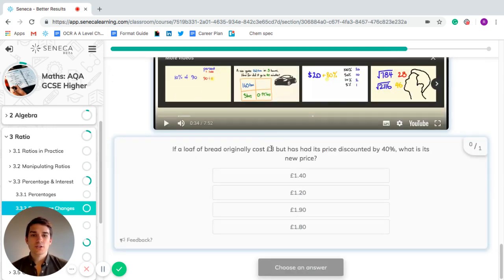If a loaf of bread originally cost £3, but has had its price discounted by 40%, what is the new price? We're thinking a slightly different way now. It originally cost £3, and we want to decrease that value by 40%. So we're going to work out our multiplier first. We're starting with 100% and taking off 40%. That's going to leave us with 60%. So our multiplier in that situation would be 0.6, getting from 60% by dividing by 100. And we do 3 times 0.6. 3 times 0.6 is 1.8.